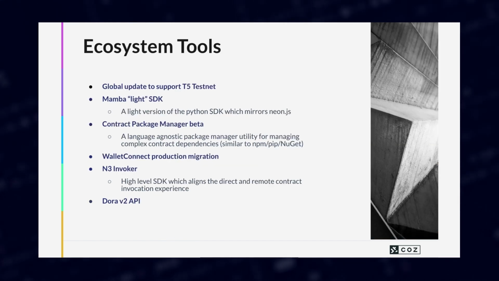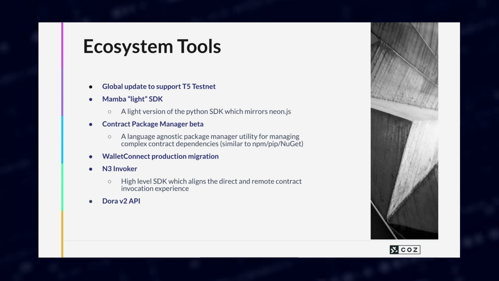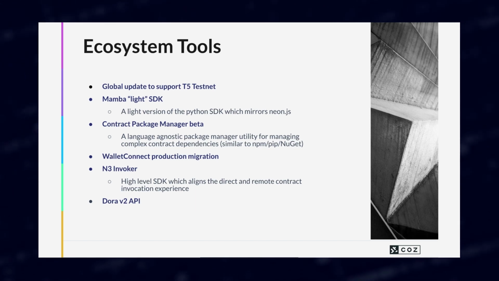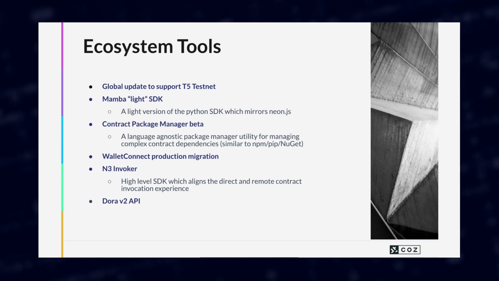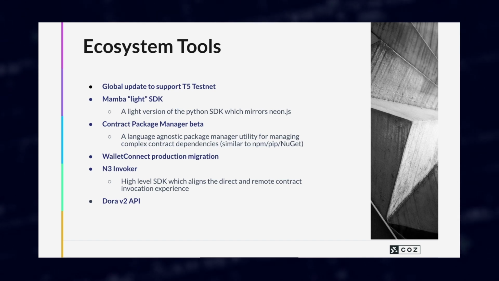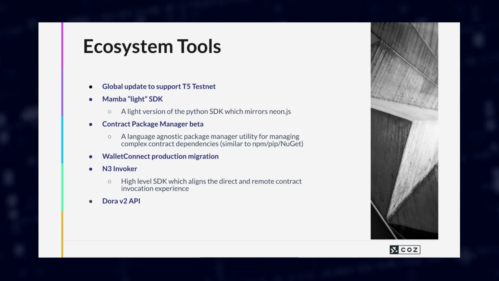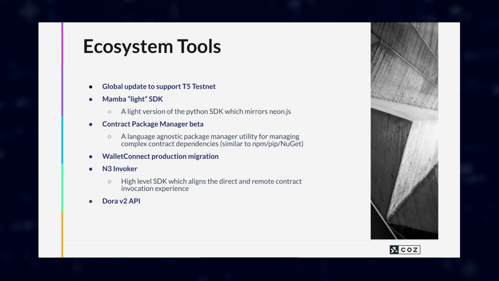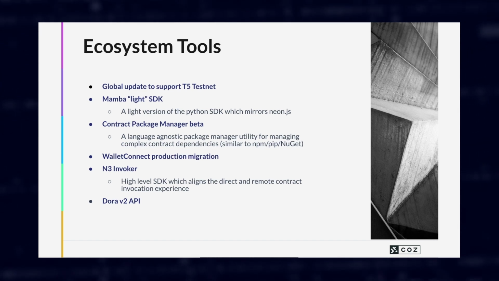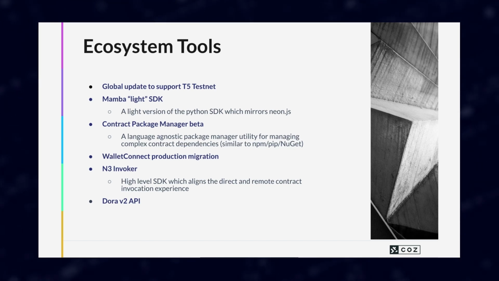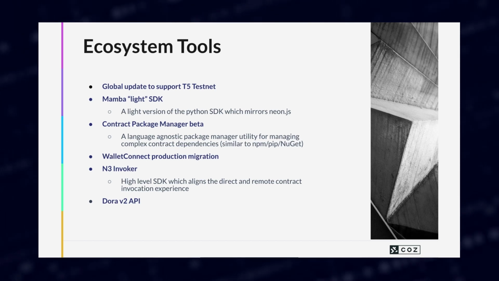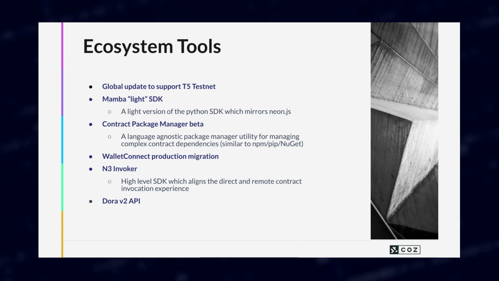Regarding ecosystem tools, we've updated all of our products to support T5 testnet. We've also been working on a new version of Mamba, which is really kind of a light SDK. We've removed a bunch of functionality, and we've streamlined it so that it really mirrors a lot of the functionality of Neon.js. It's just in Python.